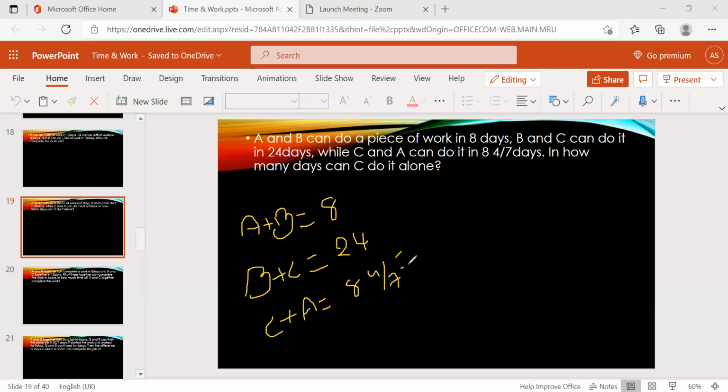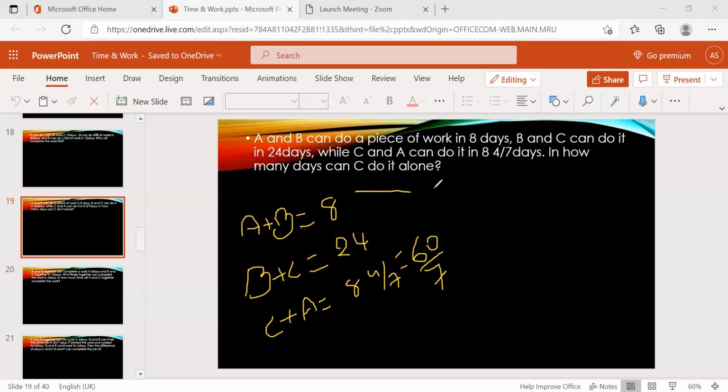So convert this into a normal fraction, since it's a mixed fraction, right? So 8 times 7 is 56, 56 plus 4 is 60, so 60 by 7. Right? So 60 by 7. So these are the three values. Now we got the totals.